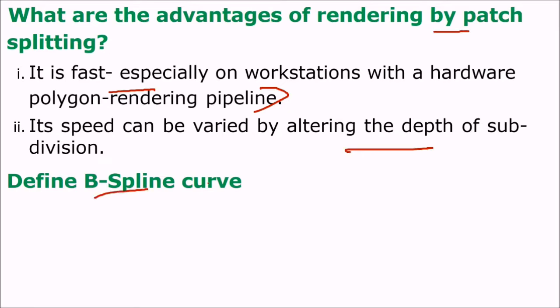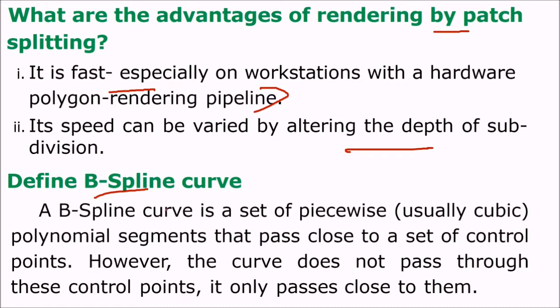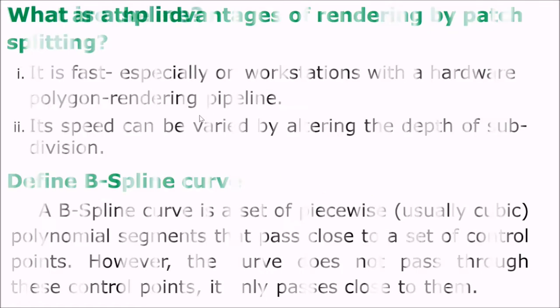B-spline curve. Define the B-spline curve. A B-spline curve is a set of piecewise, usually cubic, polynomial segments that pass close to a set of control points. However, this curve does not pass through these control points. They are controlled by these control points, and it only passes close to them. So these are B-spline curves.